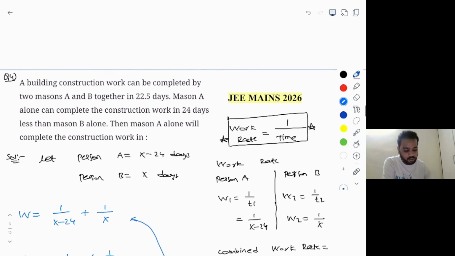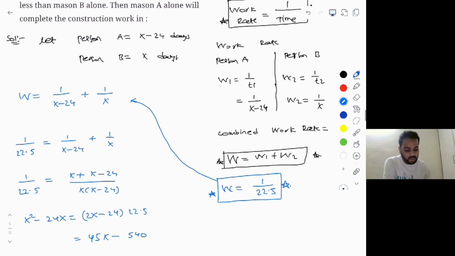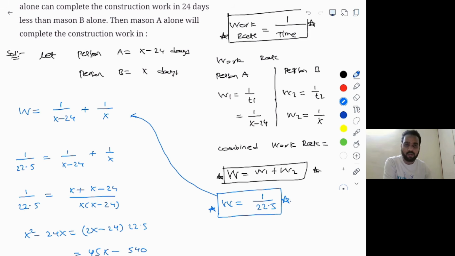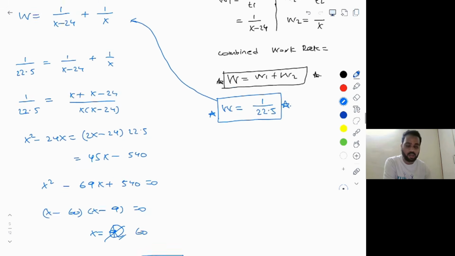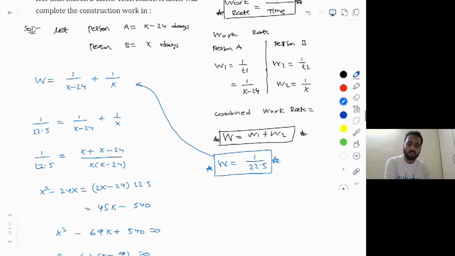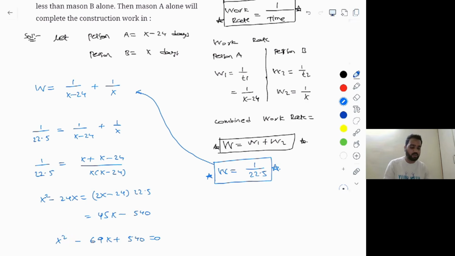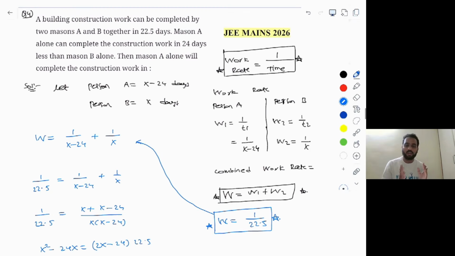And what's the required part? The time taken by person A who finished the work alone. So clearly, x minus 24 days is the time taken by person A, right? So since you know the x value, you can calculate the required answer. As I told, the question is not difficult here. The only thing is you should know the simple concept that work rate is always equal to 1 by time taken. And when two or more persons are doing the work simultaneously, we can say that the combined rate of work W is equal to the sum of individual work rates.